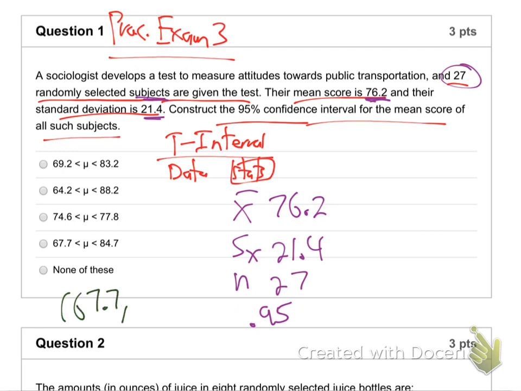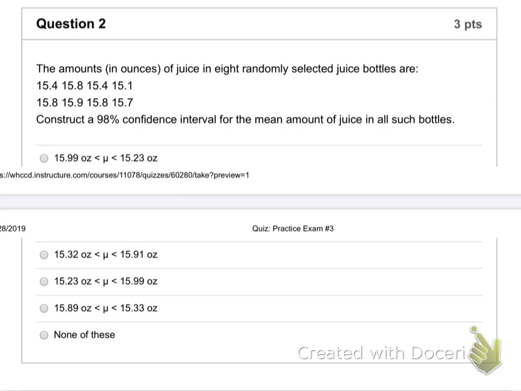So when I do all that, I'm getting an interval that goes from 67.7 to 84.666607. That one, we good? Easy enough? Questions I can answer? Number 2. The amounts in ounces of juice in 8 randomly selected juice bottles are, boom, boom, boom, all those. Make a 98% confidence interval for the mean amount of juice in all such bottles.